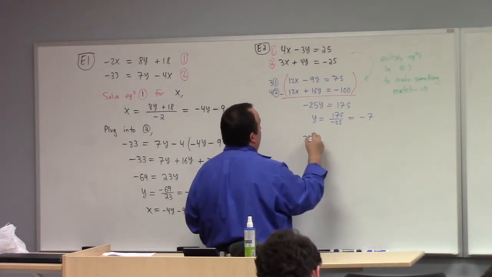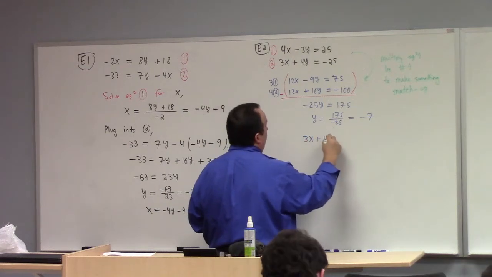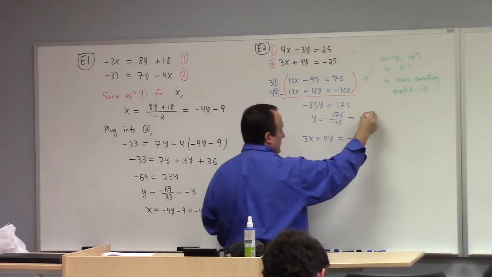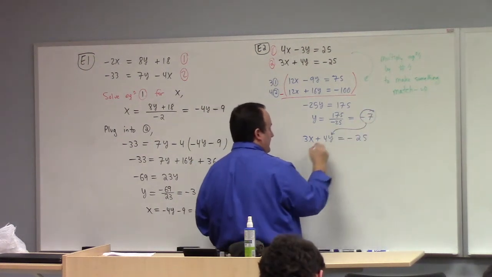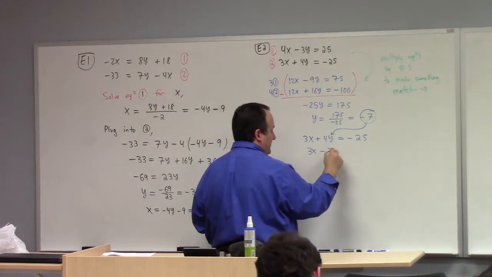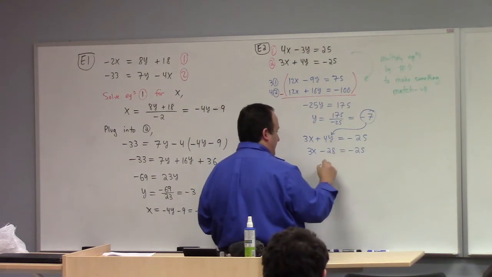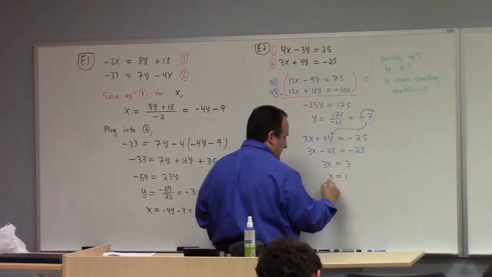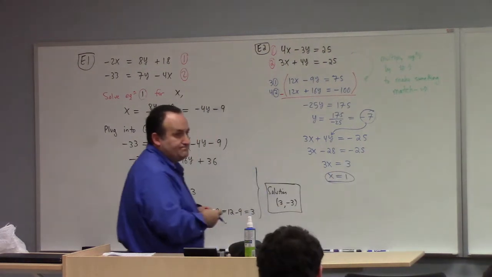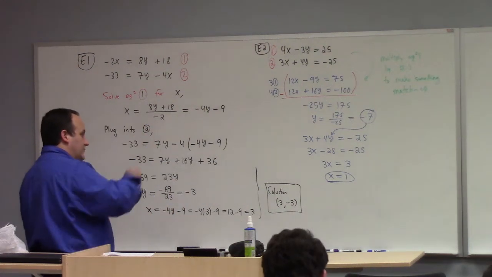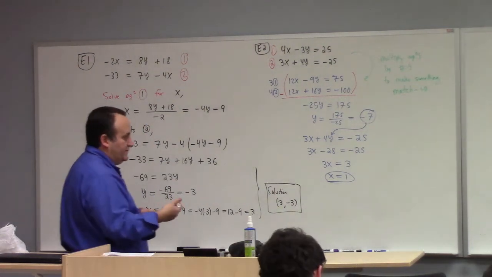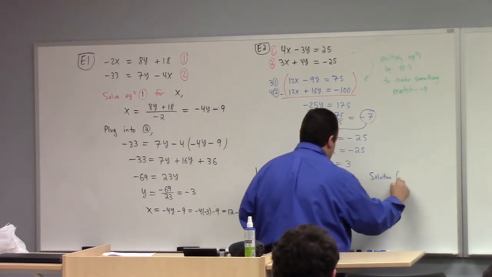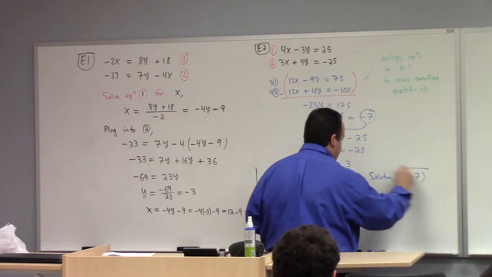Let's see here. So we've got 3x plus 4y equals minus 25. So if I plug this guy into here, that gets me 3x minus 28 equals minus 25, which gives me 3x is equal to 3, which means x is equal to 1. So I just plug the y value into one of the other equations, and it should do it for me. So my solution is 1, minus 7.